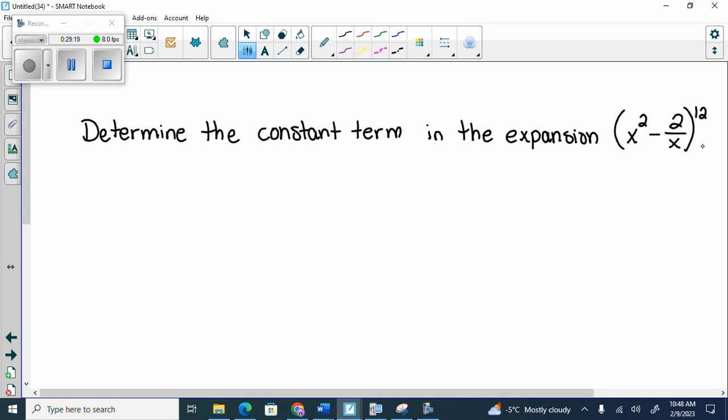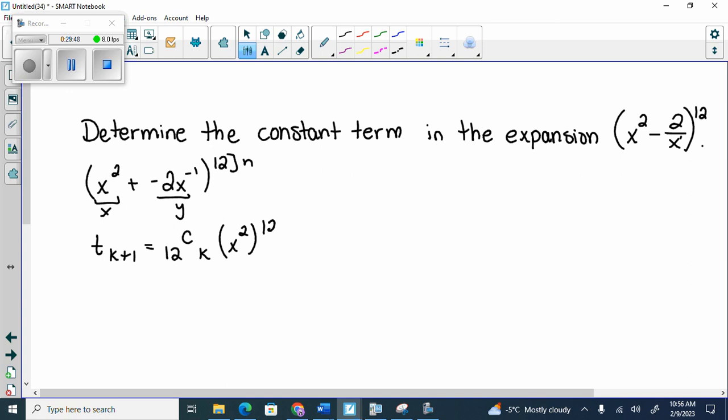Try that one out. So I would rewrite it as x squared plus negative 2. And then this is x to the 1. So when it moves up, it's going to be x to the negative 1 to the 12. I'm going to do it with the k's, but if you do it with the box, it's totally fine. So I'm going to go t k plus 1 equals 12 c k. X squared to the 12 minus k, and then negative 2 x to the negative 1 to the k. Now I know that these two need to be multiplied together to get your thing.